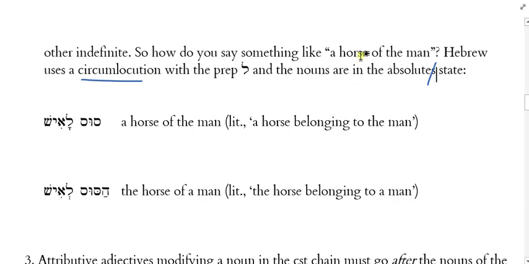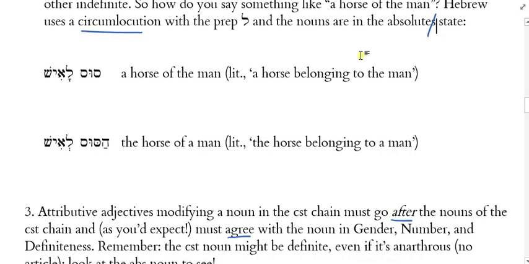So take a look at these two examples. First of all, I have sus la'ish. Say that with me. Sus la'ish. This is a horse. La'ish to. Is there an article in there? Yes, there is an article that's been swallowed, right? A horse to the man. Notice that a horse is indefinite and la'ish is definite.